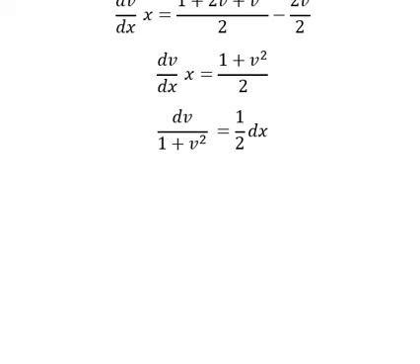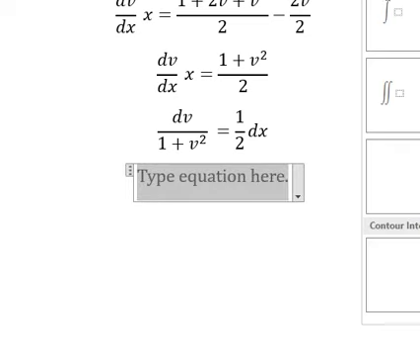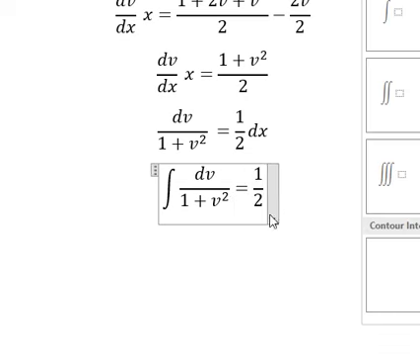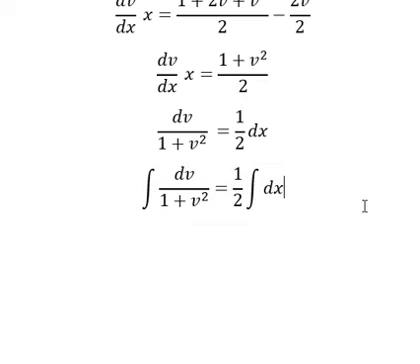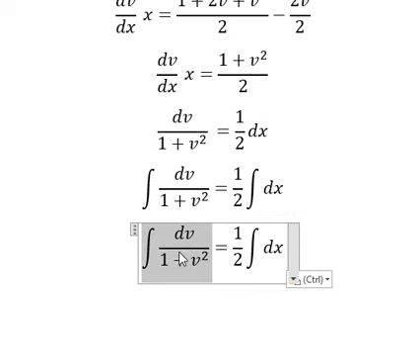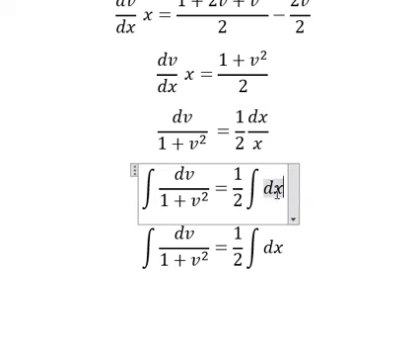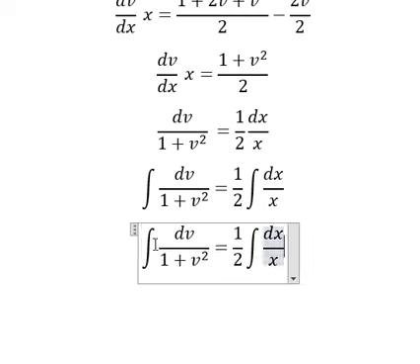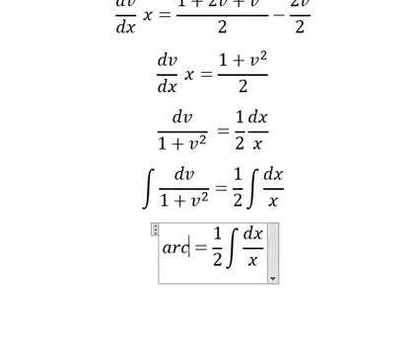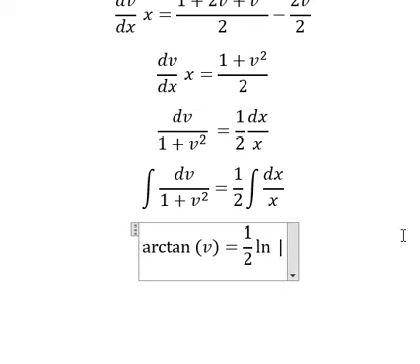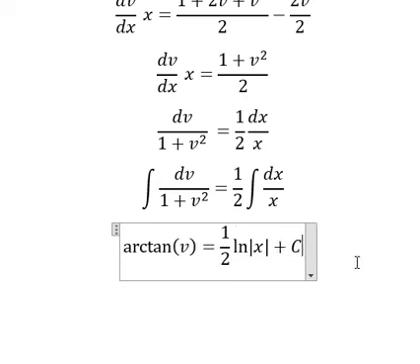Next, I will put the integration for both sides. The integration of this one, oh sorry, I forgot s in here. So the integration of this one is arctan of v. The integration of this one is ln of the absolute value of s, and I will put c.